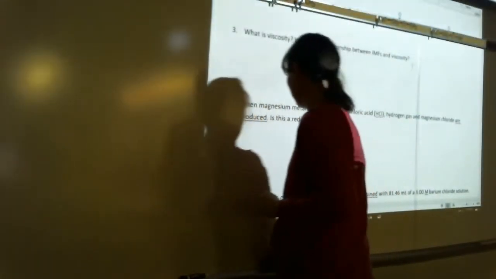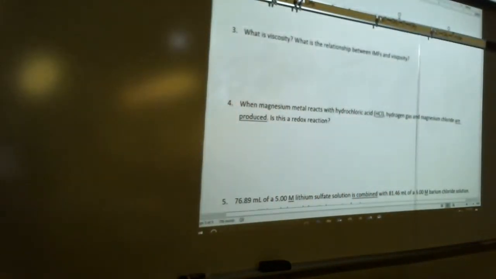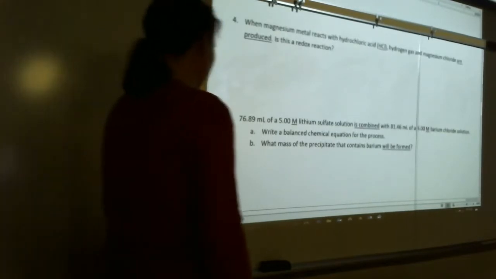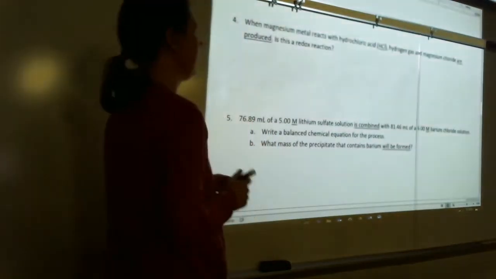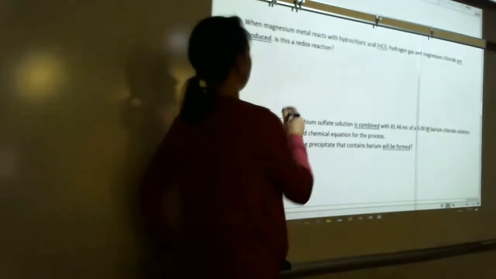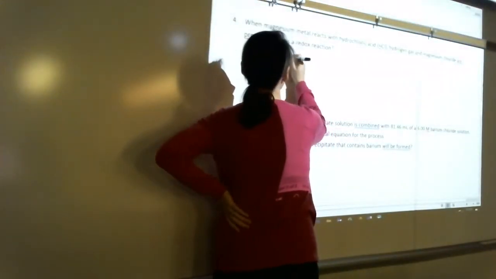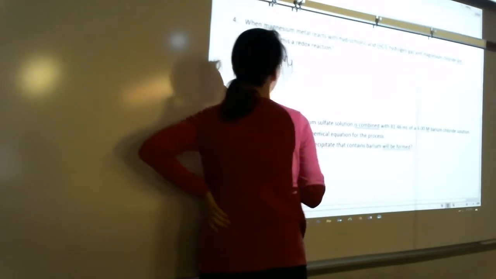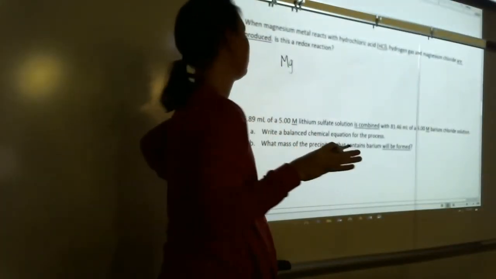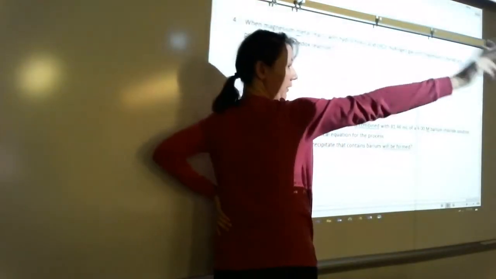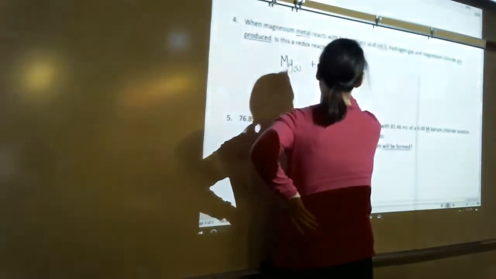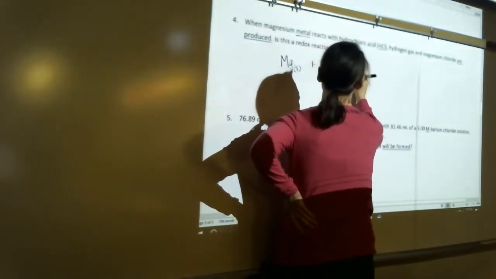Let's do this one. Number 4. When magnesium metal reacts to hydrochloric acid, hydrogen gas and magnesium chloride are produced. Is this a redox reaction? So first we have to write the equation. What's the formula for magnesium metal? Is it Mg plus 2 or just regular Mg? Regular Mg, right? Because metal tells you, look at the periodic table. So magnesium solid. Hydrochloric acid would be aqueous, it's a solution.